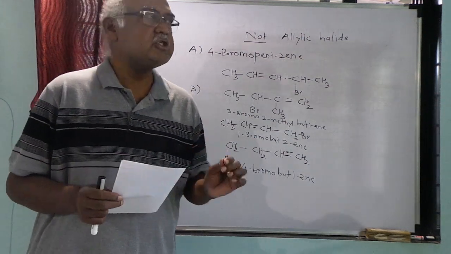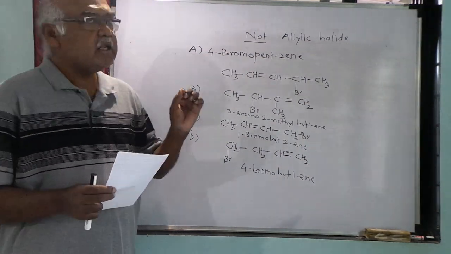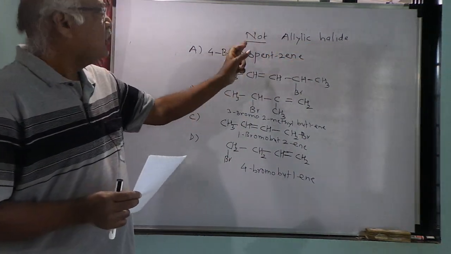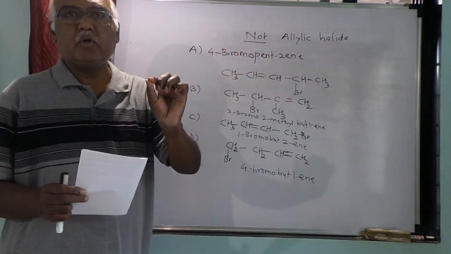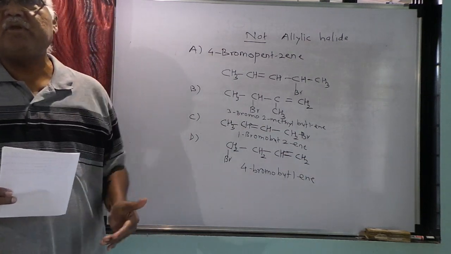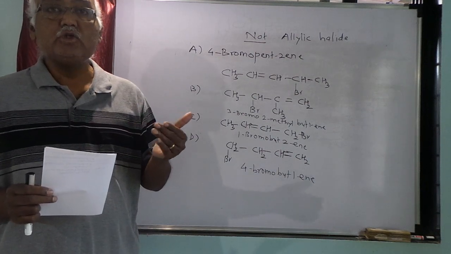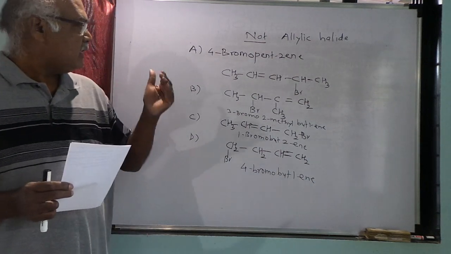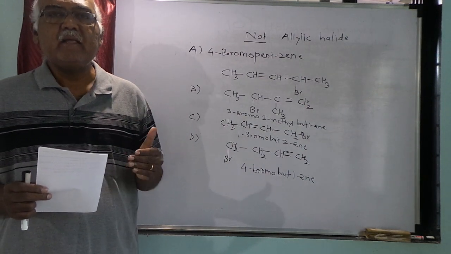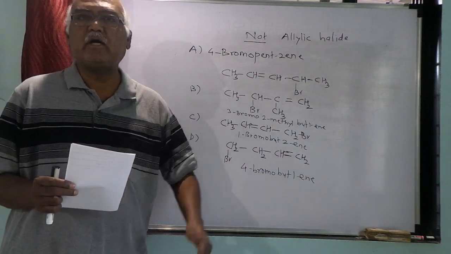Okay, the first multiple choice question is like this: which of the following is not an allylic halide? Okay, the question is which of the following is not an allylic halide. When you say not allylic halide, the not is underlined, so that you can easily look at that particular thing. The examples will be given, and from those examples you will have to see which is not allylic halide. That means out of these four options, three options will be allylic halide and the one option will be not allylic halide, and that will be the correct option.